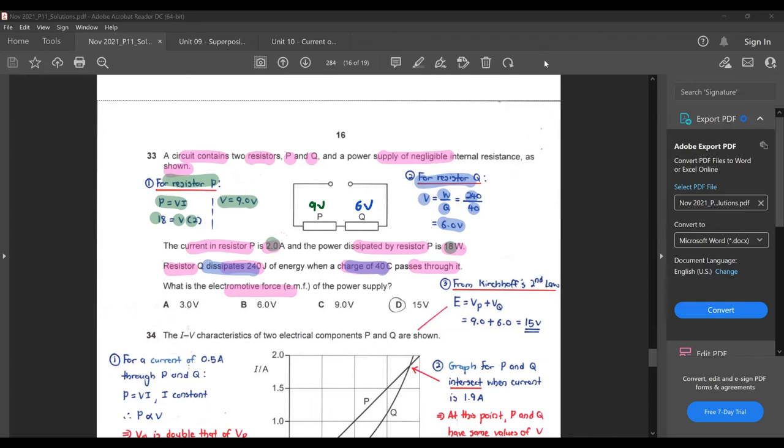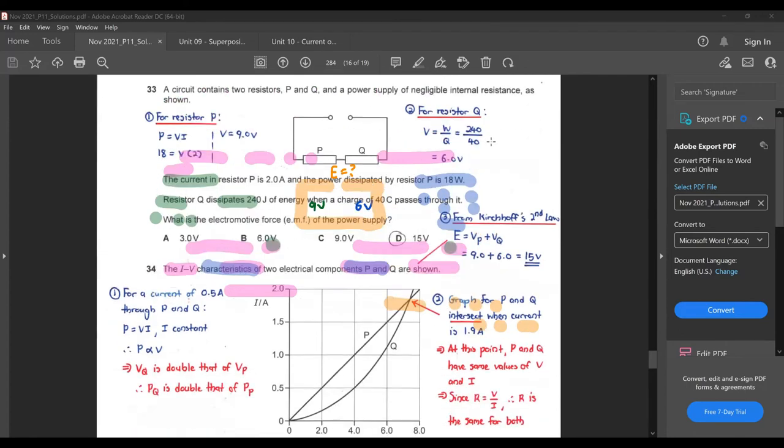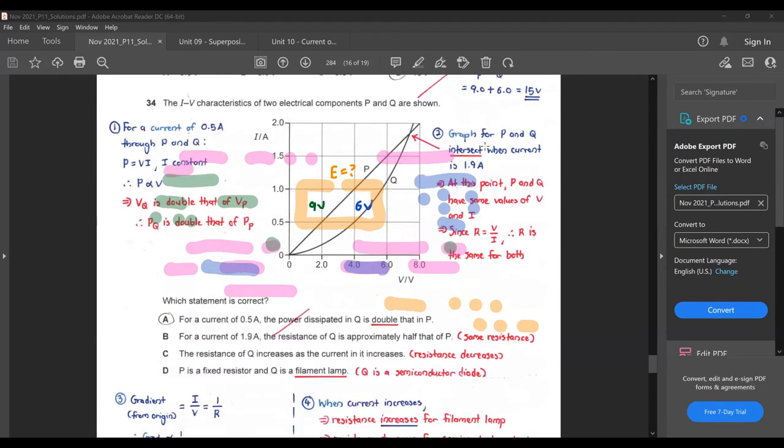So the last thing I want to do is to find the EMF E. You apply Kirchhoff's second law, where you say that EMF is equal to the sum of PDs. E is VP plus VQ, which is 9 plus 6, giving me 15 volts. So my final answer is 15 volts. Okay, so this one is the final one. Done, just like that.